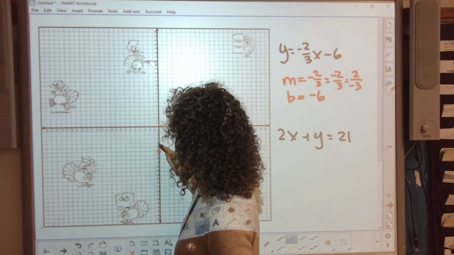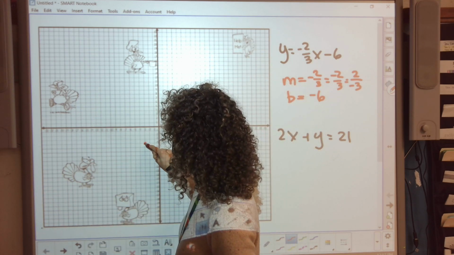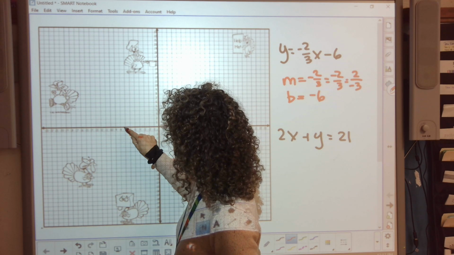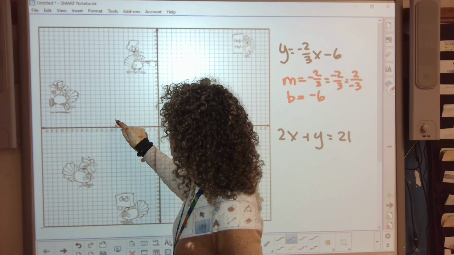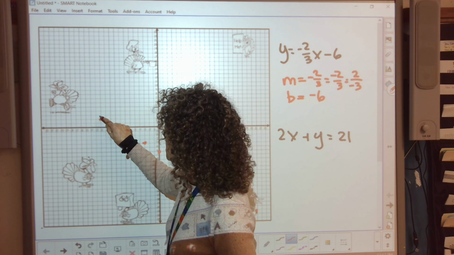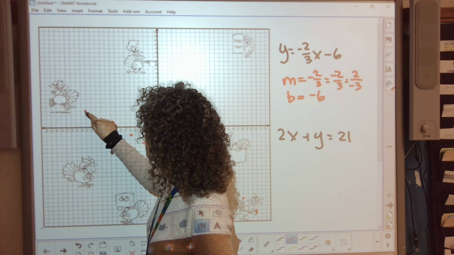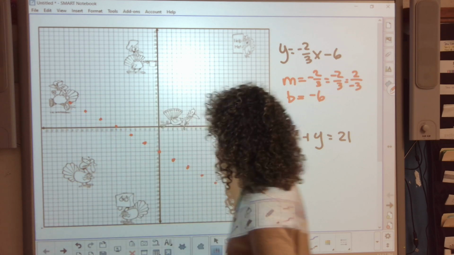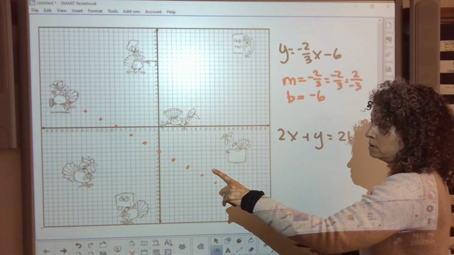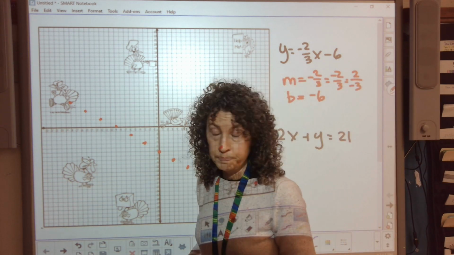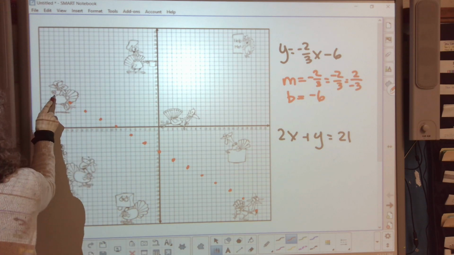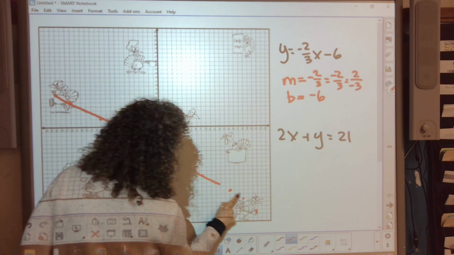So I'm going to go up 2, right 3, up 2, right 3, and keep repeating that. So this one comes up here. I actually don't know which turkey the other line goes through, so I'm going to leave this one right where it is. I am going to grab your ruler, and I'm going to do a nice long line here.